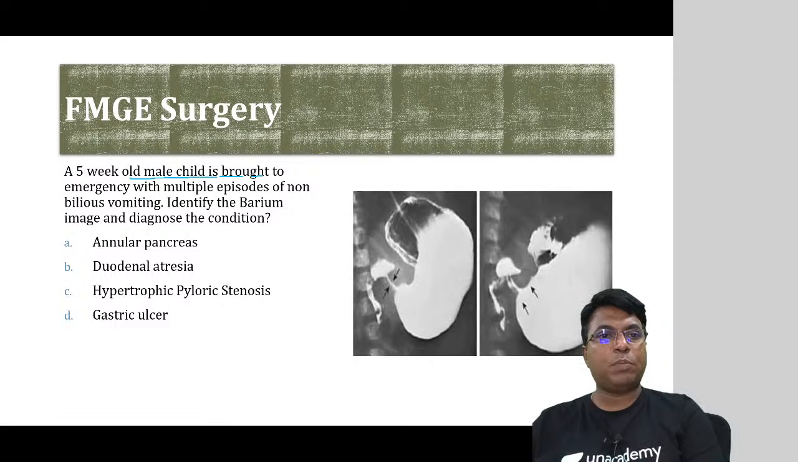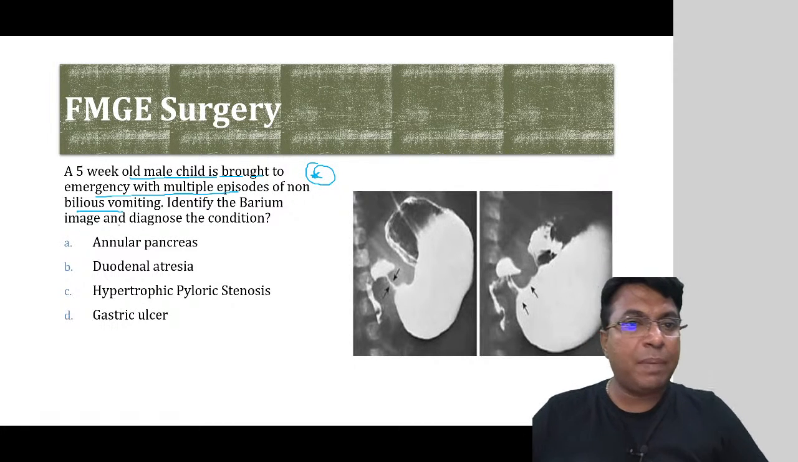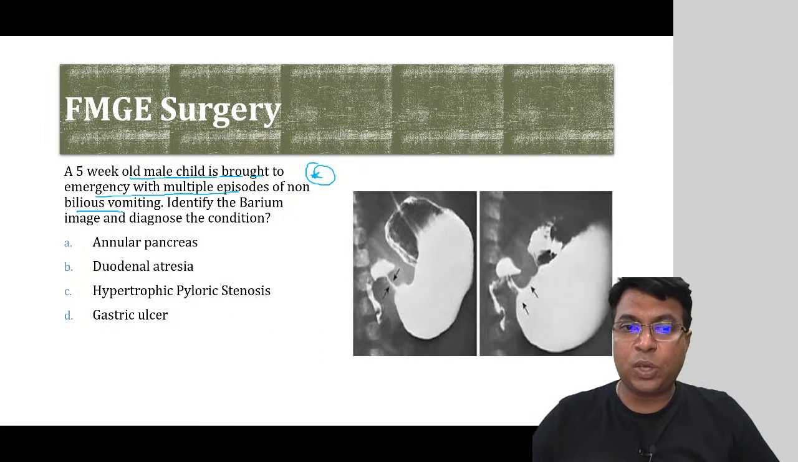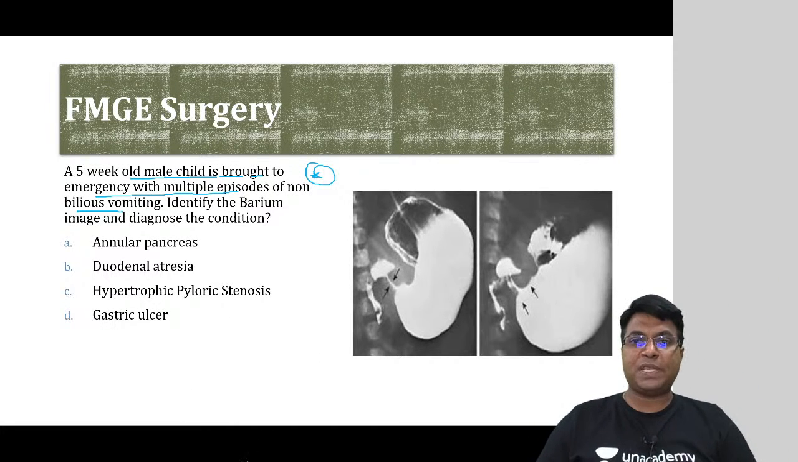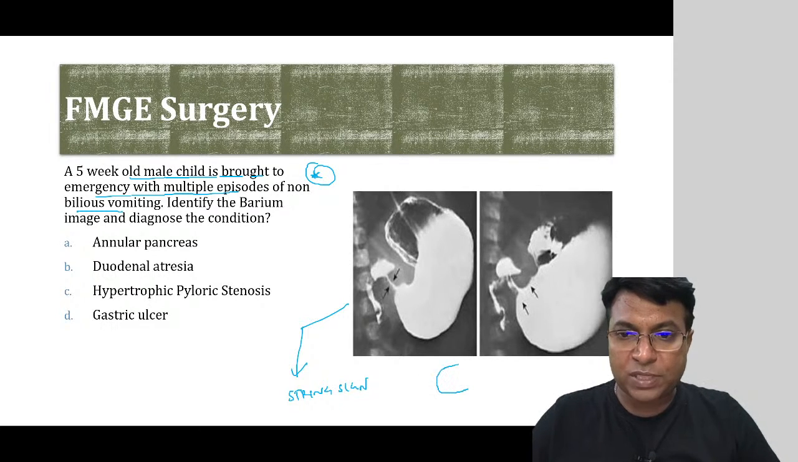A 5-week-old male child is brought to the emergency with multiple episodes of non-bilious vomiting. Some of you told about non-bilious. No, here comes that question. It's non-bilious vomiting. Identify the barium image and diagnose the condition shown here. This picture shows pyloric stenosis. Very good. This picture shows a string sign on barium. And the second picture shows a mushroom sign. You can see it looks like a mushroom, so it is known as the mushroom sign.